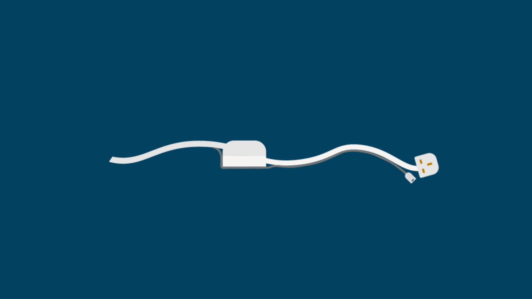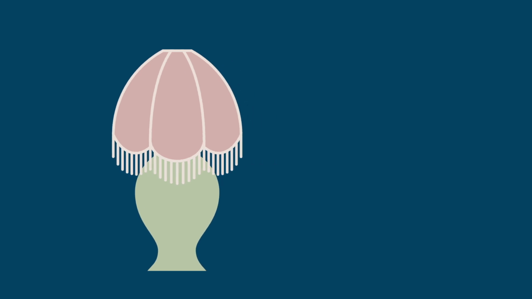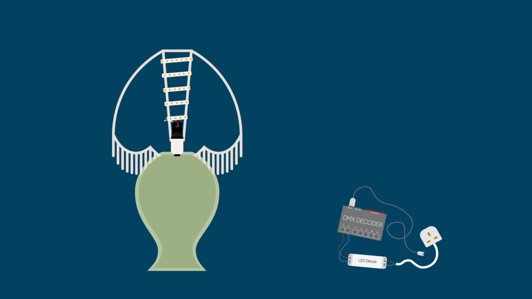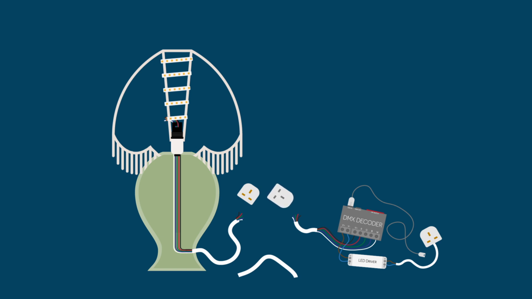Let's have a look at having the DMX decoder and the LED driver out with the lamp and situated offstage. First, we'll have the 13 amp plug in to the driver, wire the driver to the decoder, a line of DMX, and wire the decoder to the tape. That leaves us with one long cable that we can easily extend into the stalls, however you wouldn't be able to fit an extension in between.